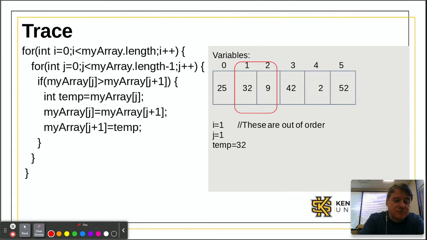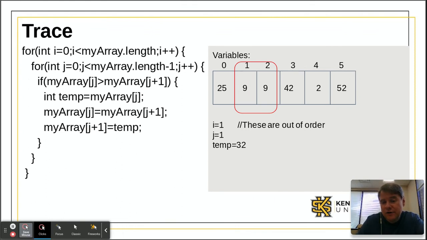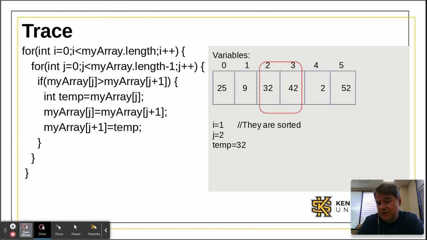All right, so the if statement is going to do these 3 lines. It's going to create the temp variable, which is going to get 32. It's going to copy the 9 over, and then it's going to copy the 32 back, which gives us 9 and 32. They're now sorted. All right, so that's the end of the inner loop. j now becomes 2. We're going to check whether the array at position 2 is greater than the array at position 3. Is 32 greater than 42? No, it's not, so we don't have to do anything.